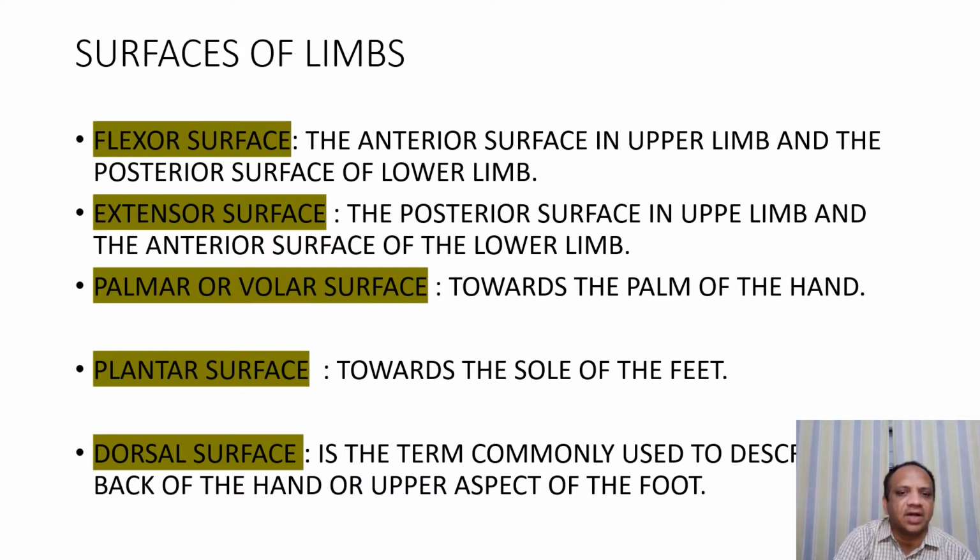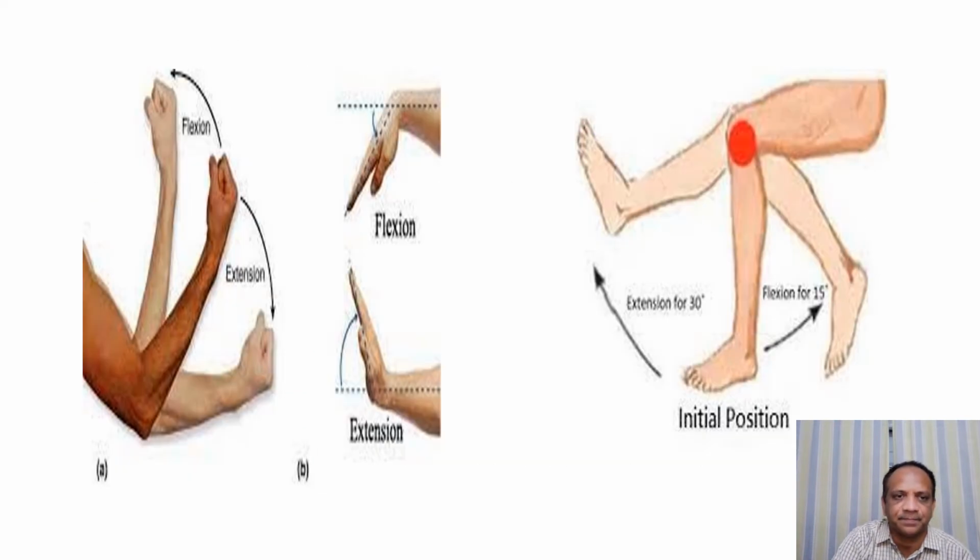Then the palmar or volar surface is towards the palm of the hand, whereas the plantar surface is towards the sole of the feet. Dorsal surface is the term commonly used to describe the back of the hand or the upper aspect of the foot. Even though we show our hand like this, this is the dorsal surface, this is the ventral surface. It doesn't matter in which direction you keep your hand, we have to describe the terms according to the anatomical position only.